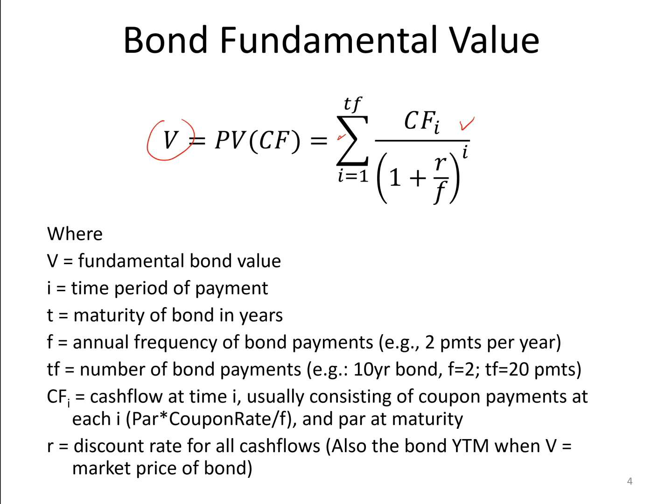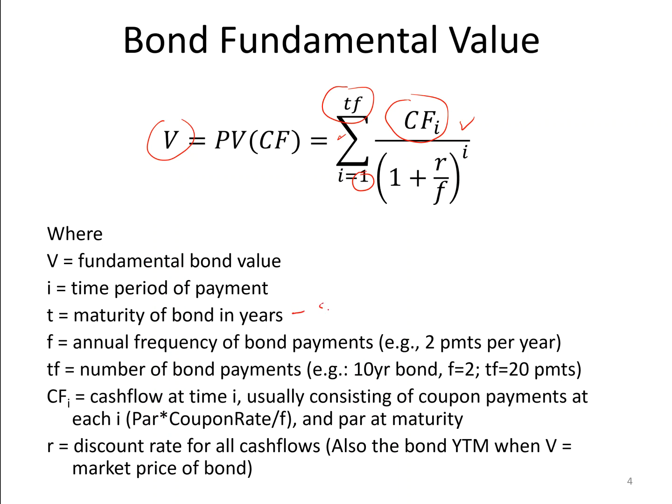Basically, the cash flows for a bond are going to be paid periodically, and they'll be either coupon payments or the par payment at maturity. So i refers to the timing of the cash flow, and the cash flows start in period 1 and continue to T times F. Now T is the maturity of the bond in years.